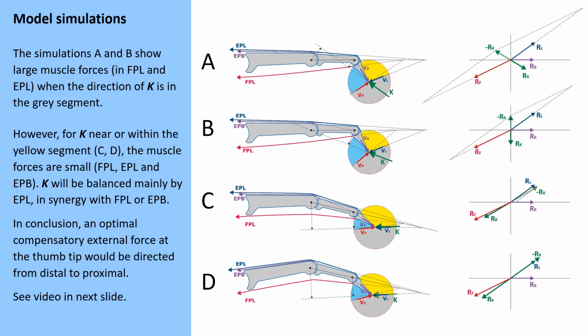The simulations A and B show large muscle forces in FPL and EPL, but the direction of K is in the gray segment. However, for K near or within the yellow segment, as in C and D, the muscle forces are small. The force directions in or near the yellow segment are balanced mainly by EPL in synergy with FPL or EPB. In conclusion, an optimal compensatory external force at the thumb tip is directed from distal to proximal at the thumb tip. With these force predictions, the video in the next slide can be reviewed.